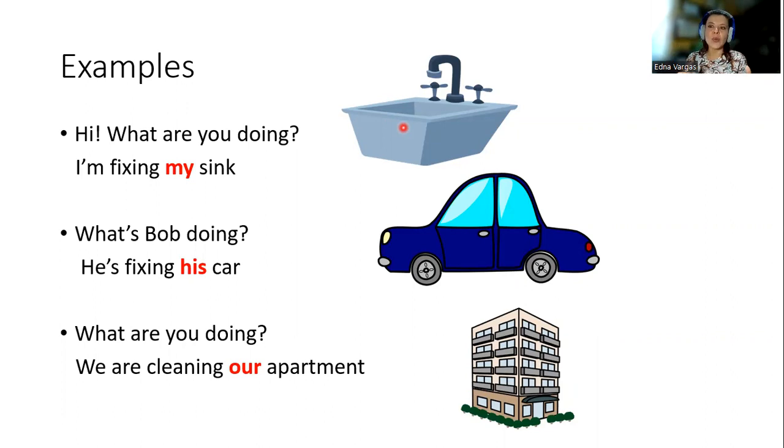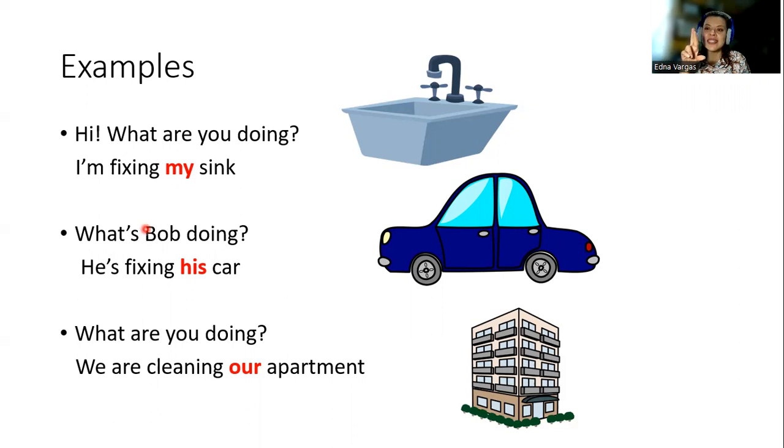And what is fixing? If there is a problem with the sink, and maybe the faucets are broken or the water is not flowing properly, you can fix it. It is the action of using some devices to fix it. Well, we also have what's Bob doing? We can also ask about a third person's actions. And I want to know what Bob is doing.